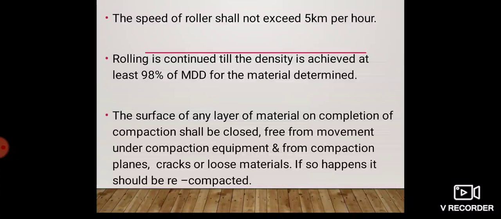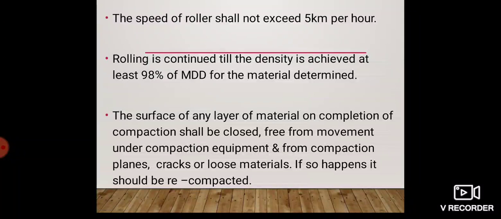After rolling in the field, the field density and moisture content are determined by one of the appropriate methods to ensure that the dry density achieved is not less than 98% of laboratory density. So these need to be repeated, checking the OMC and checking the density till we achieve the required density.